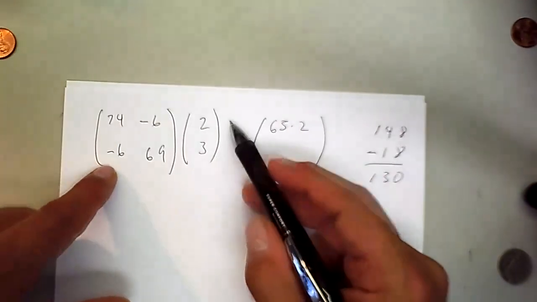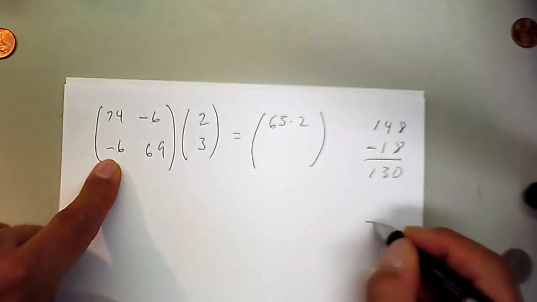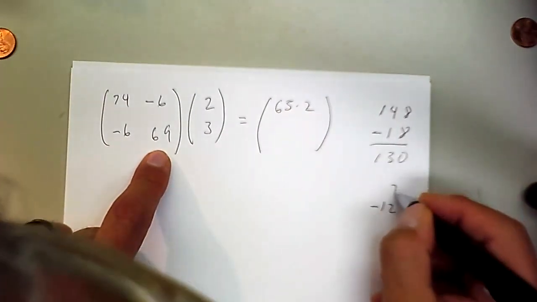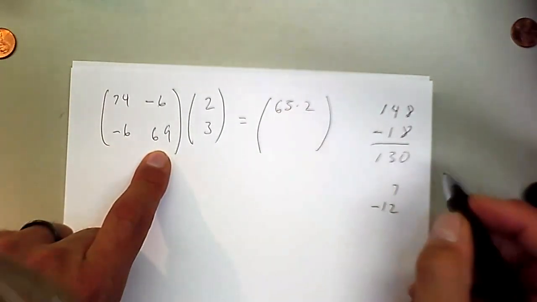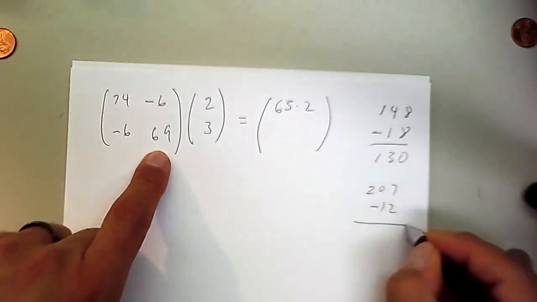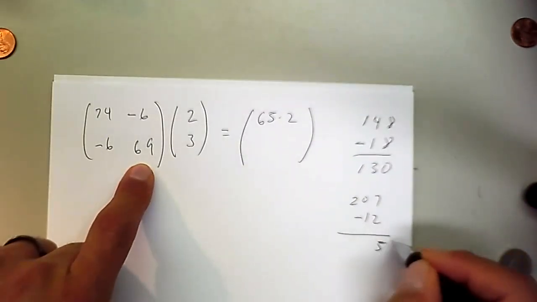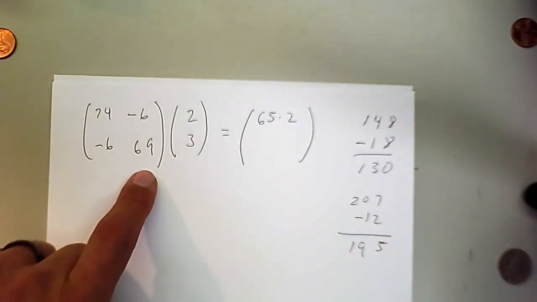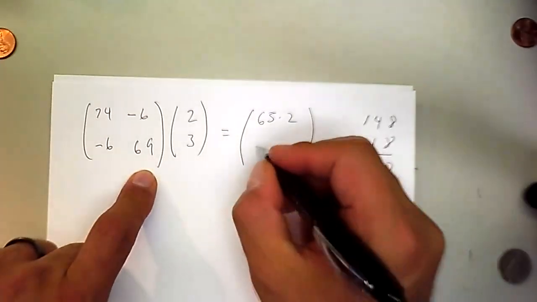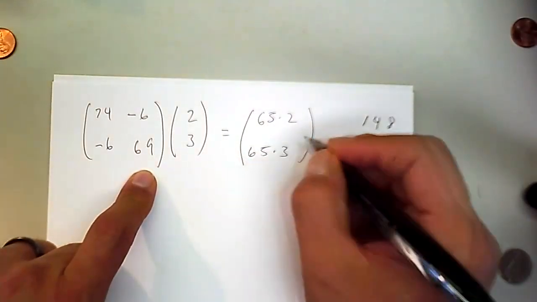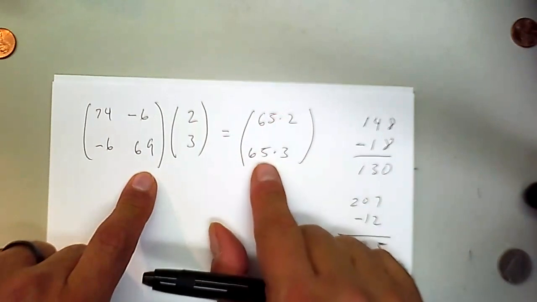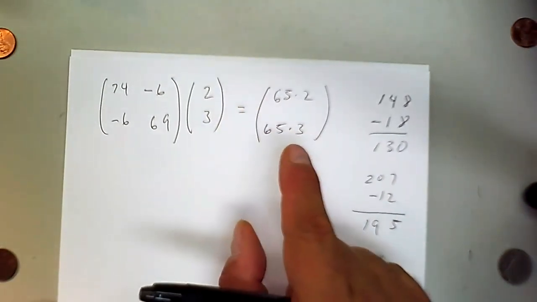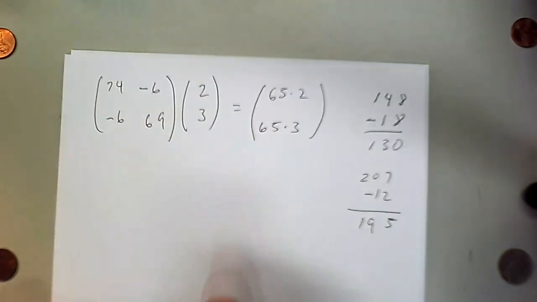And then if we multiply 2 times negative 6, that is going to give us negative 12. But then we're going to add 3 times 69. 3 times 9 is 27. Carry 2. 3 times 6 is 18, and 2, 20. And then when we subtract, 207 minus 12 is 195. And that, I bet, is 65 times 3. So sure enough, we get 2, 3 multiplied with 65. So that works. So our eigenvector initially is 2, 3.